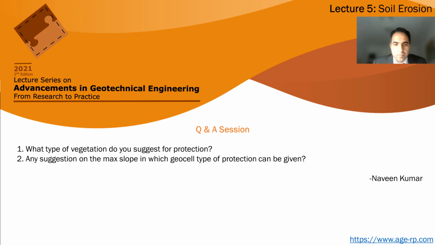Okay, so there's one similar question: the maximum slope for the geocell type of protection. Geocell, I will not go more than 1-to-1, to be honest. Because with geocell, there is a problem: the soil inside the cell will be protected, that's fine, but the soil inside the cell can move inside the cell. So I will not go more than 1-to-1 for geocell.